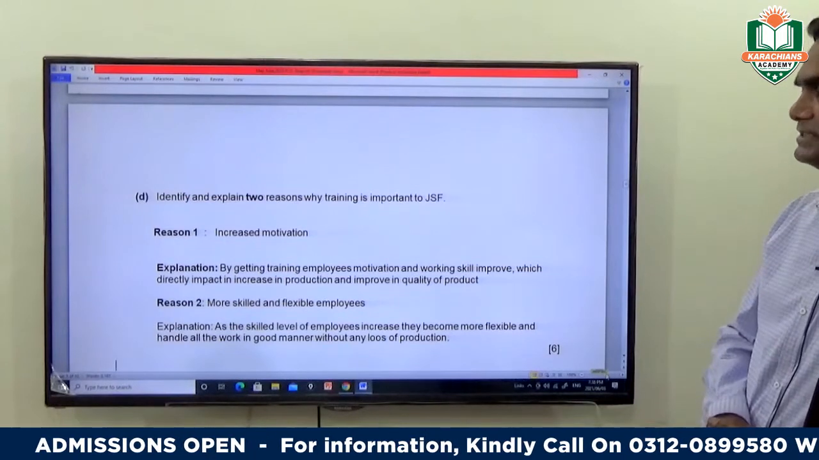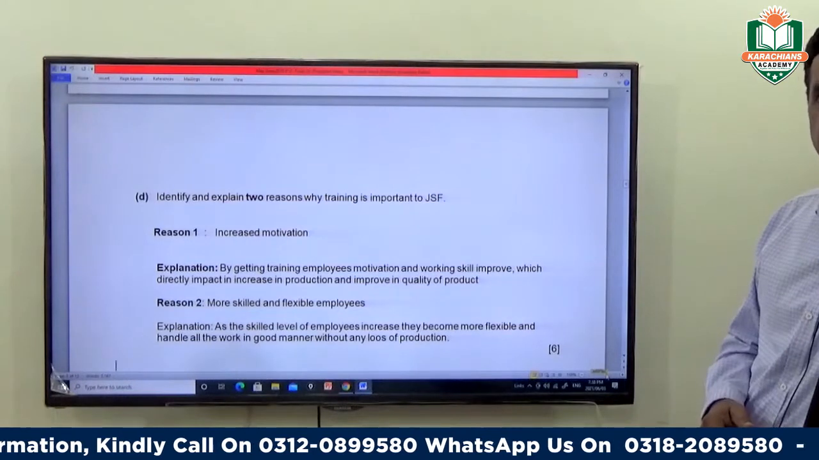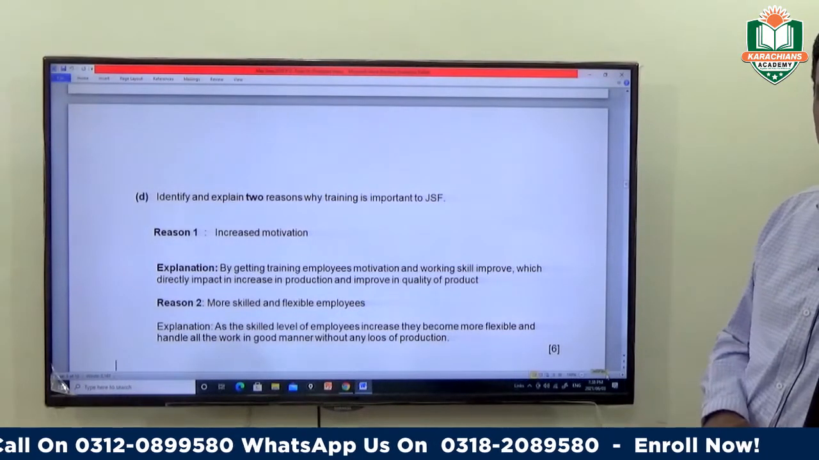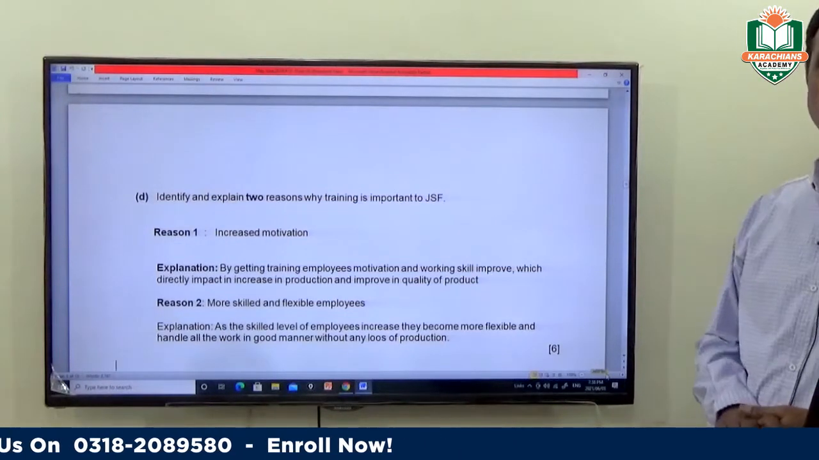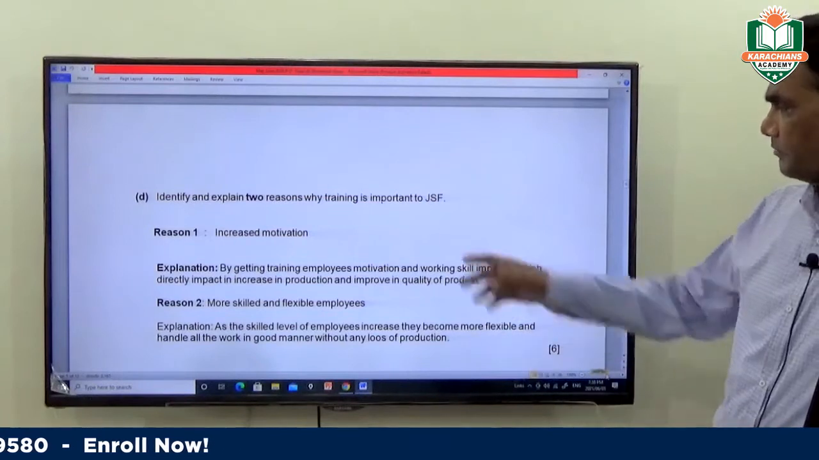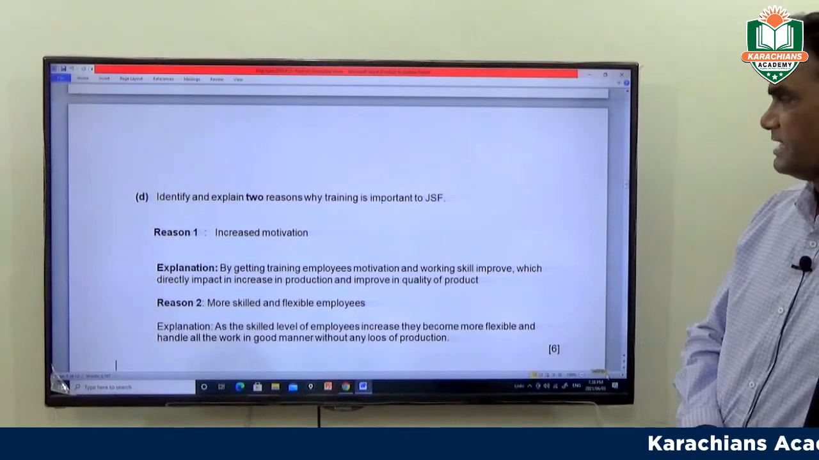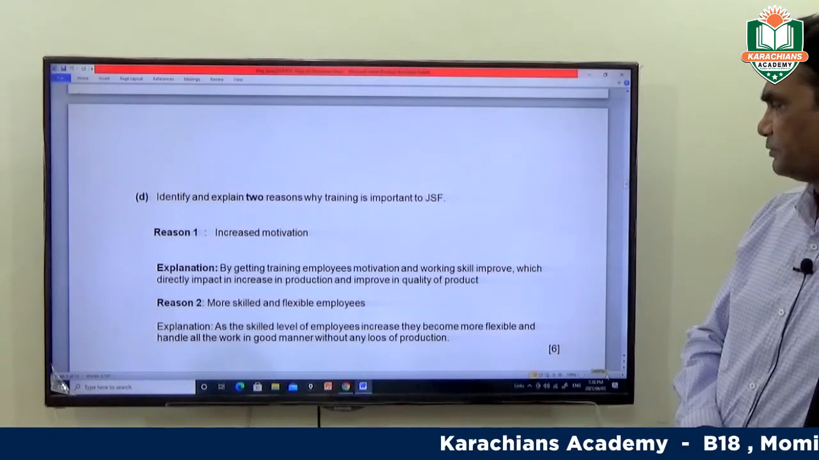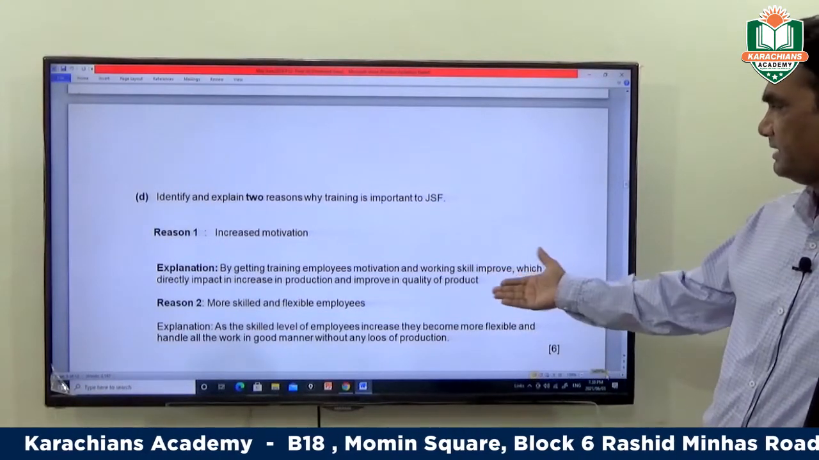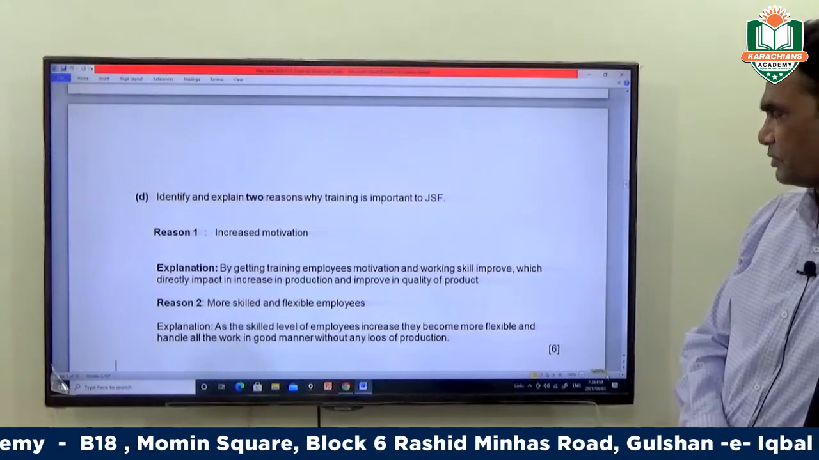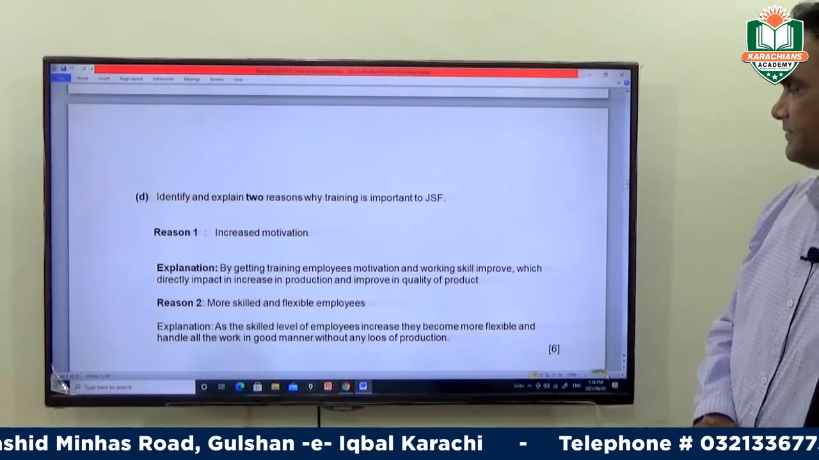Number 1 benefit: increased motivation. As the staff or employees get training, in-house training or out-of-factory training, they get motivated because they learn new things. Explanation: by getting training, employees' motivation and working skill improve, which directly impacts an increase in production and improvement in the quality of products. Number 2, more skilled and flexible employees.